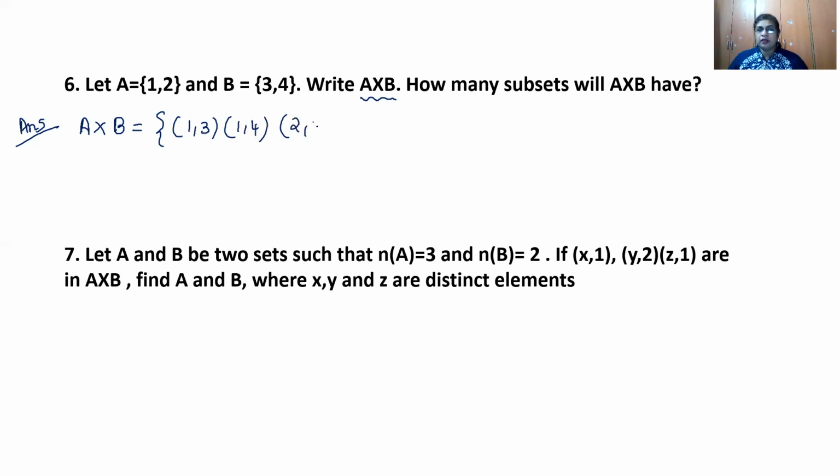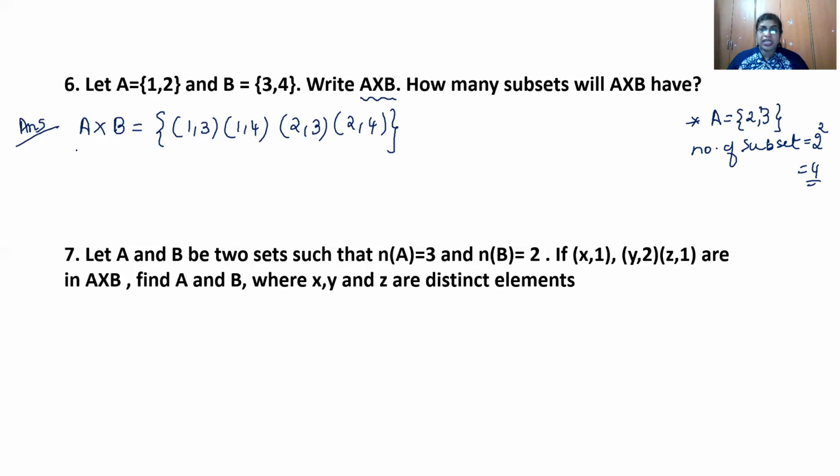Next, 2, 3, 2, 4. Now understand the subset. See, you have heard the word subset in the first chapter. Suppose I give you one example here. If A has two elements, 2 and 3, how many subsets are possible? What we have learned in the first chapter: subset means 2 to the power n. Therefore, the number of subsets is 2 to the power 2, which is equal to 4.